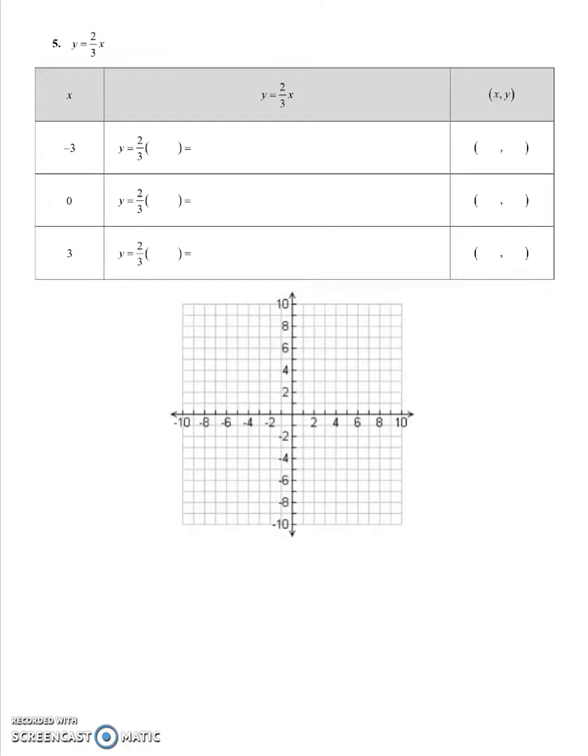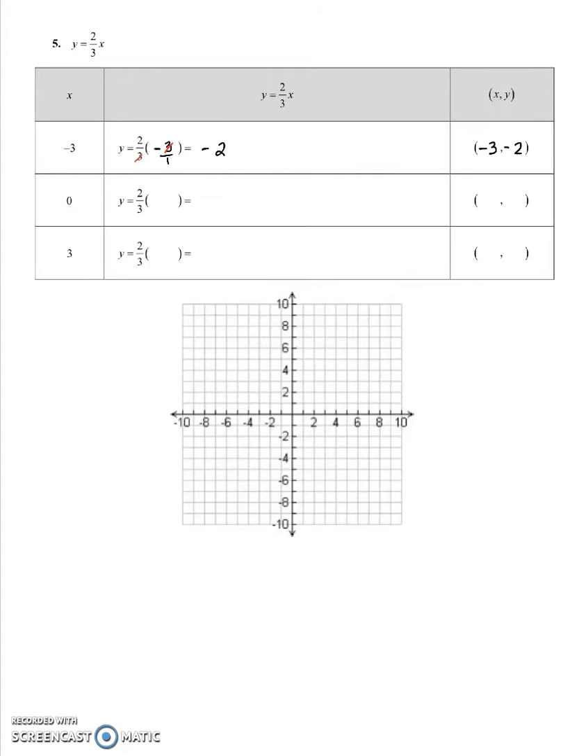So let's plug in -3 for x. So if we plug in -3, remember that's like a 3 over a 1. And so when we do the arithmetic, the 3 cancels with the 3. We can't forget about that negative though. So we really have 2 times a -1, which gives us -2. So we have the point -3, -2.